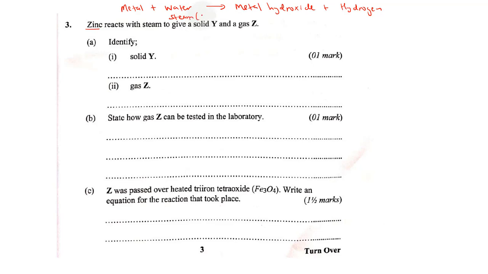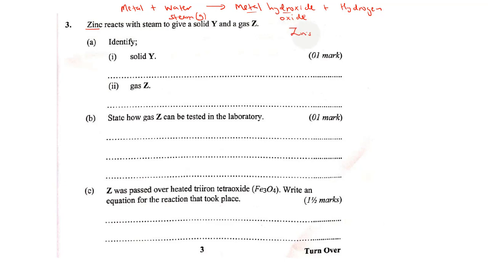If we are dealing with steam, water in gaseous form, we shall instead form the metal oxide. We shall not be able to form the metal hydroxide. So that means when our zinc reacts with steam, we shall have the following equation.